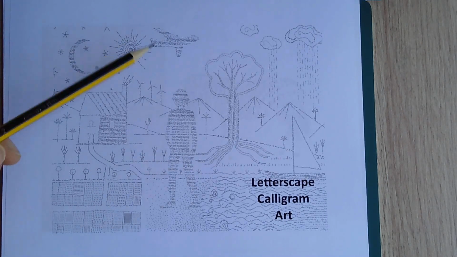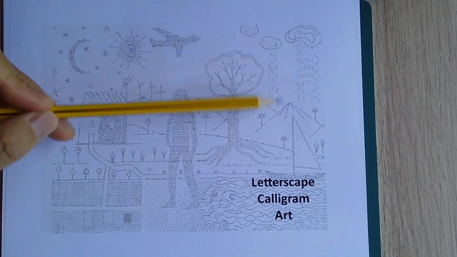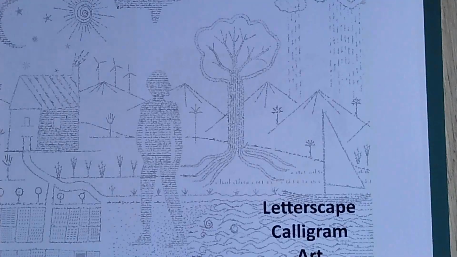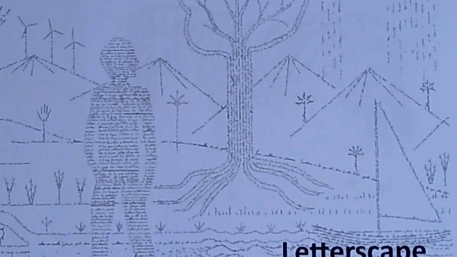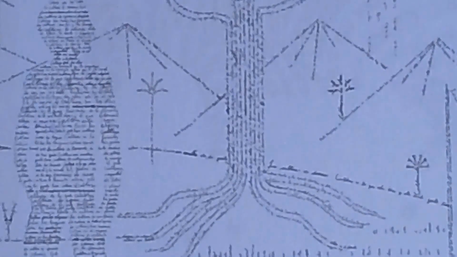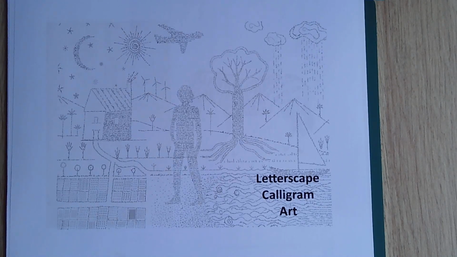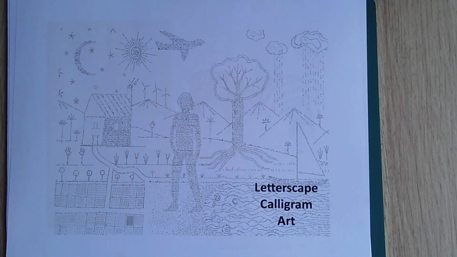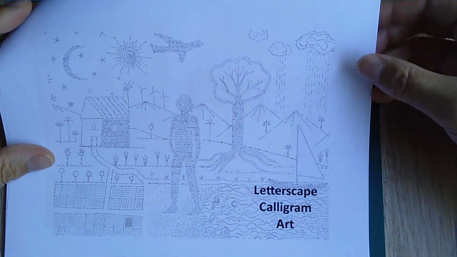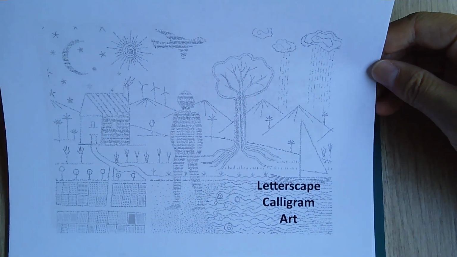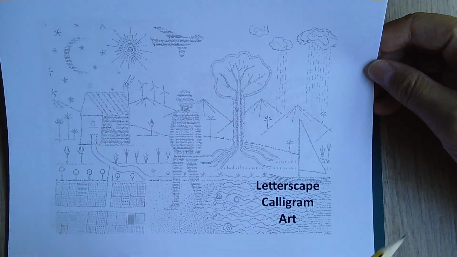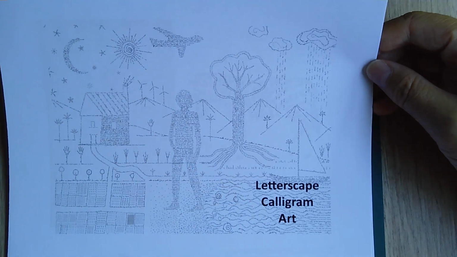Yep, great. The plane, the sun, the moon, clouds with rain, but every element of this has actually been made of words, sentences. So it hasn't been drawn with a line. Every single, even these parts here, they're words or letters. Think about that, because our task a little bit later on is to create our own calligram. You might want to look back at this image for inspiration.